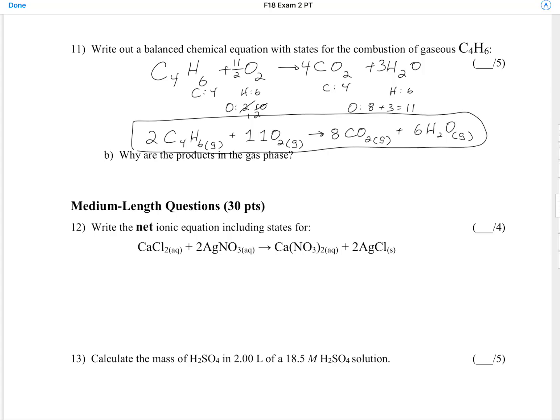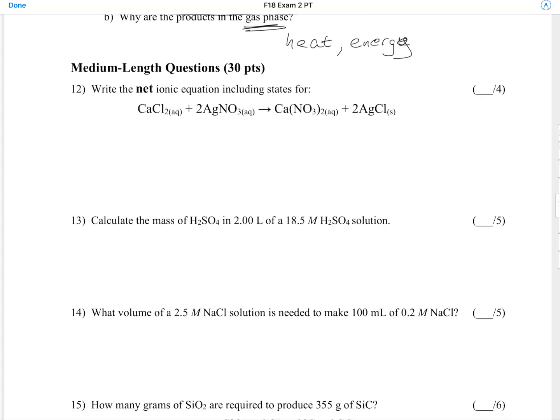And then why are the products in the gas phase? Well, we burn things in order to get heat. There's a lot of heat coming out of there, a lot of energy that makes sure those are released as gases. Question number 12.